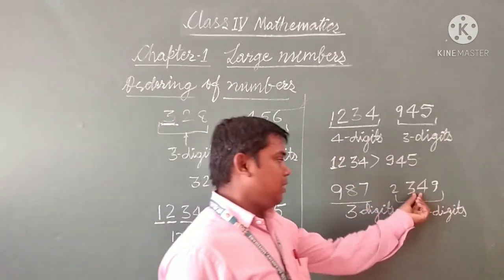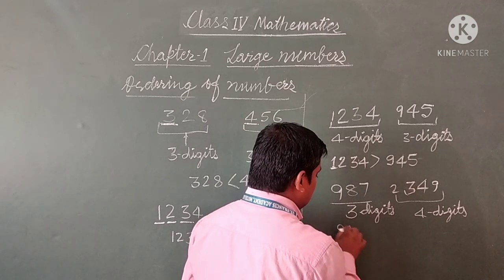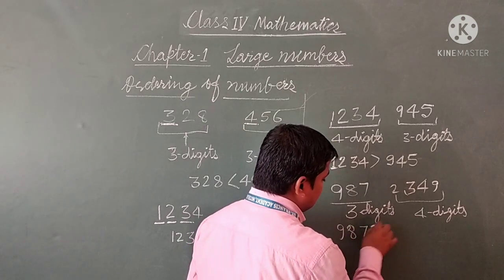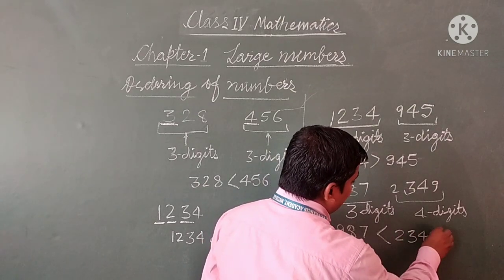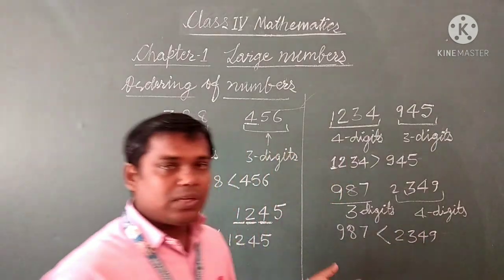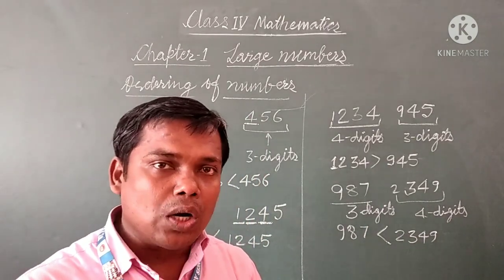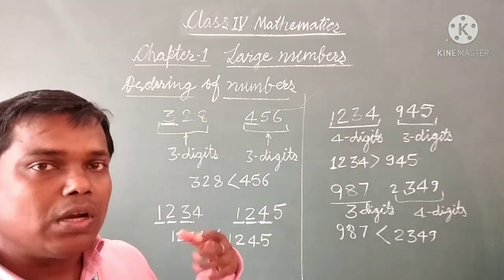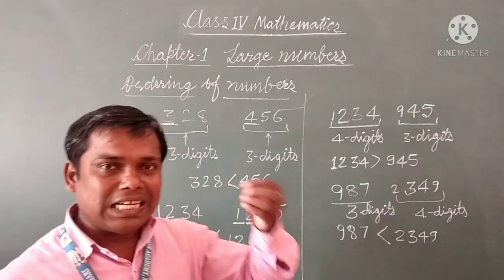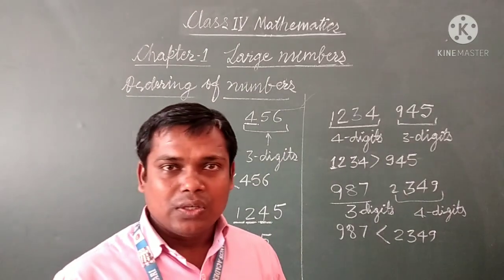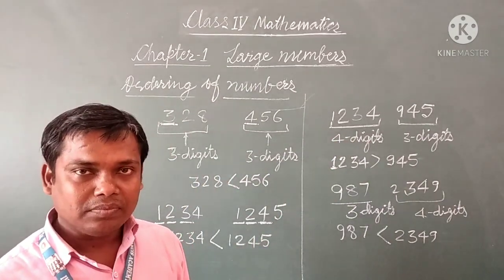So this number will be greater than this number, means 987 will be less than 2349. In this way you can easily compare the two numbers, or you can write the order of the numbers if more numbers are given to you, that you have already read in previous classes, how to write ascending order and descending order. We first compare the numbers and then we write the ascending and descending order.